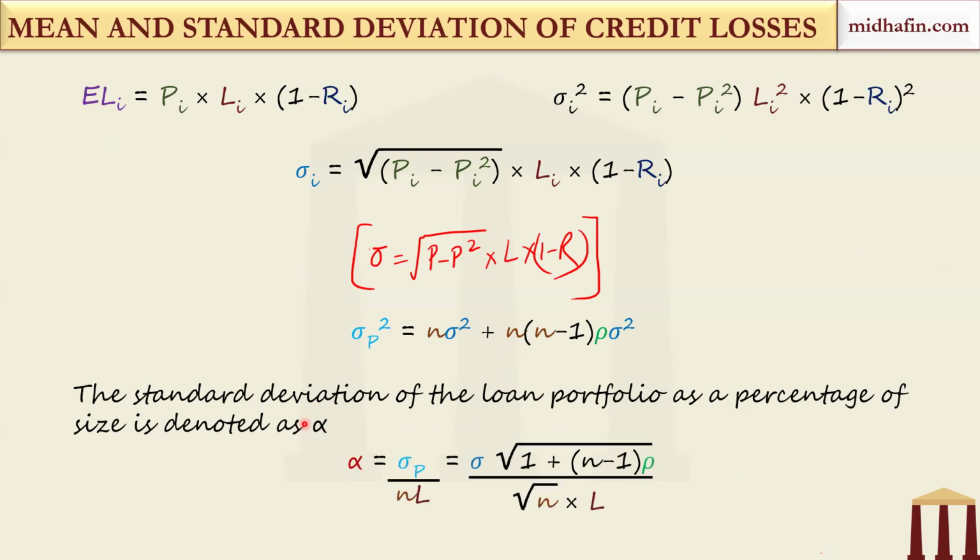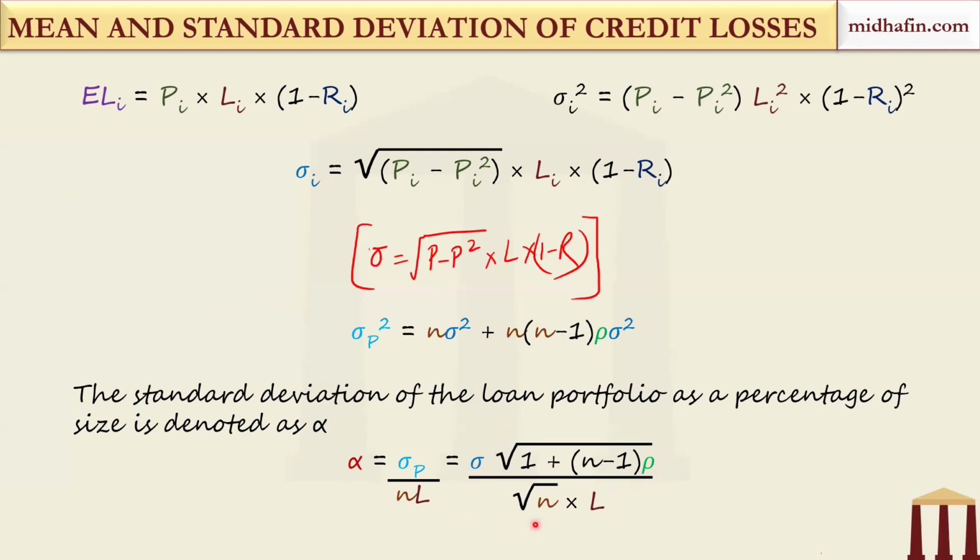In fact, it would have been better if, no, I think this is also cool. No problem at all. The standard deviation divided by the total loan size, sigma P divided by NL. So you can take the square root of this as sigma P, the square root of variance.